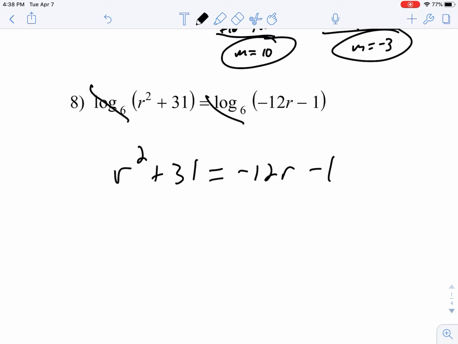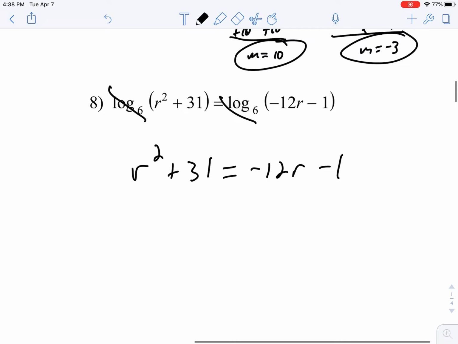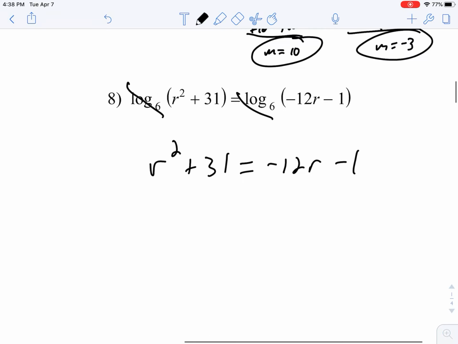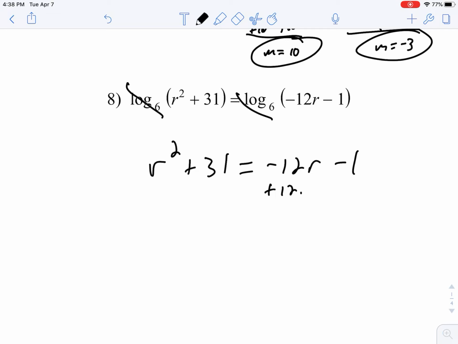All right, we need one side to equal 0. Since the r squared is already on the left, I'm gonna move the other two terms over. So I'm gonna add 12r, add 1. So I'm kind of combining steps here. I've done it in class like this a few times. Hopefully that's not too confusing for you.